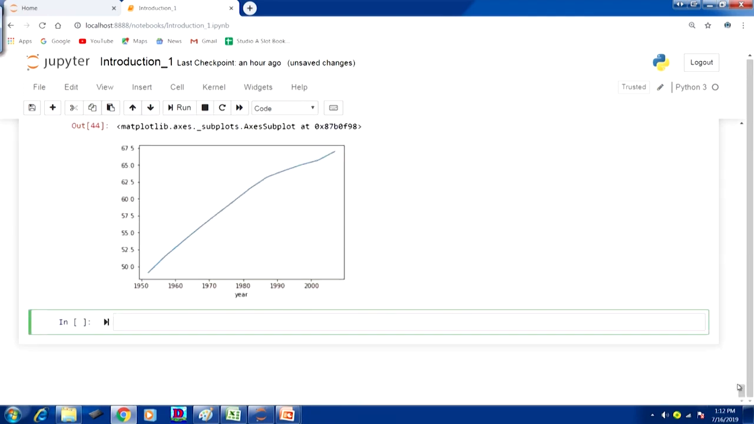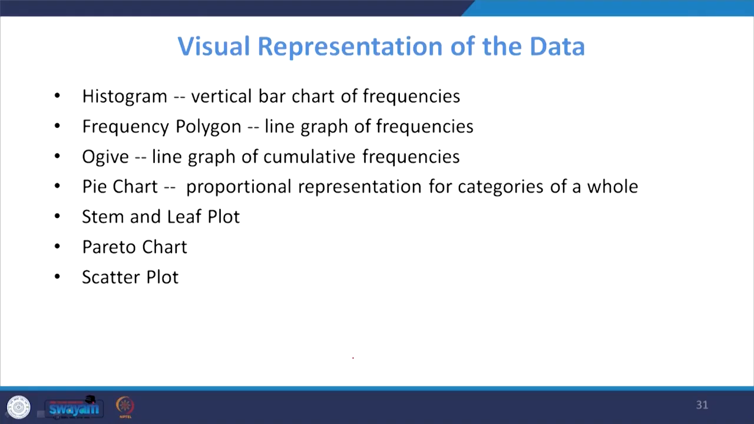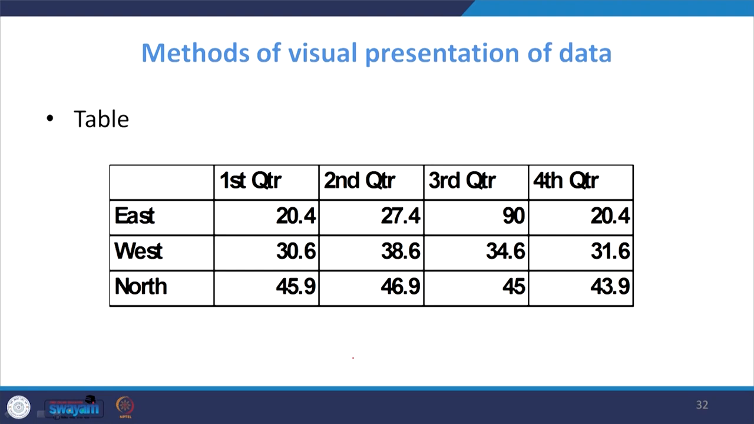So, what this data says is that from the year 1950 to 2000, when the year increases, the life expectancy also increases. We have seen only a simple plot. In coming classes we will see some of the visual representation of the data. We are going to see histogram, frequency polygon, ogive curve, pie chart, stem and leaf plot, Pareto chart and scatter plot.